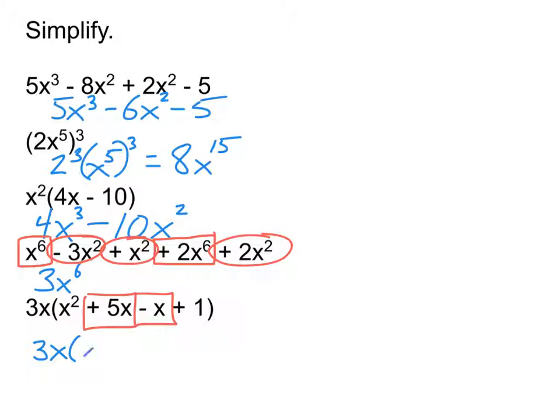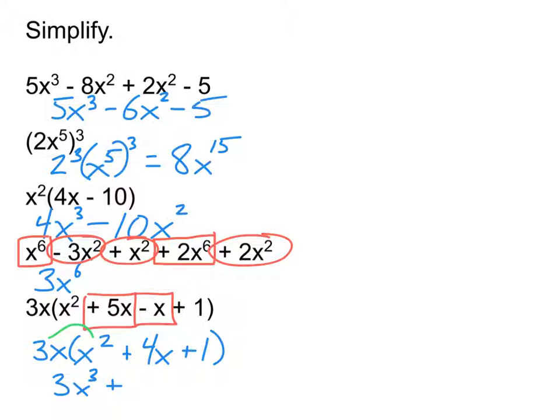So it's going to be 3x times x squared, I have 5x minus x. If I have 5 x's and I take one away, I'm left with 4 x's. All right, then the plus 1. Now we'll go ahead and multiply that 3x in. So we're going to do 3x times x squared. That's going to give me 3x cubed, because x times x squared, that's a total of 3 x's being multiplied together.